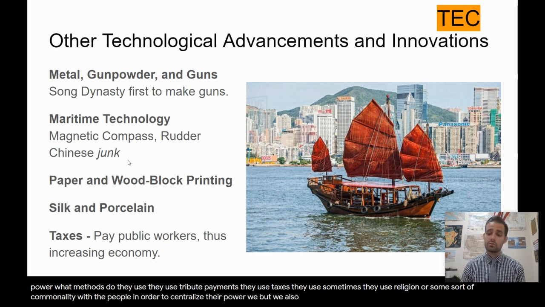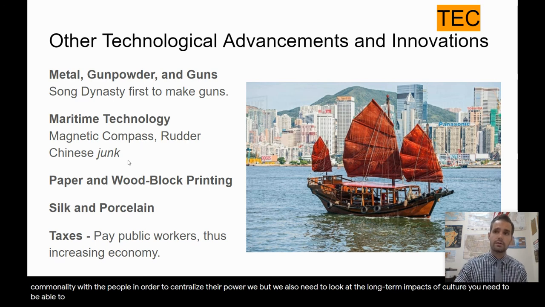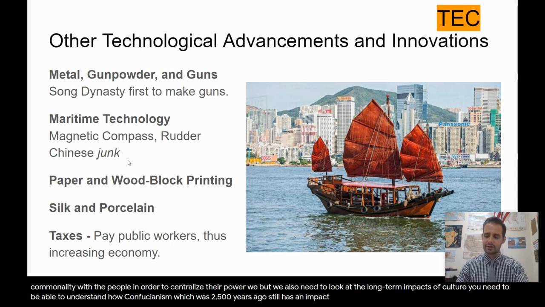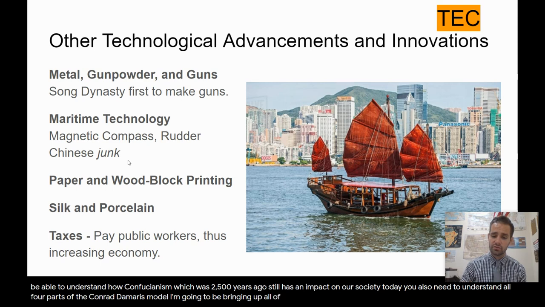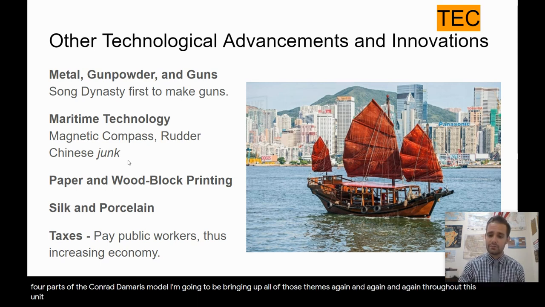But we also need to look at the long-term impacts of culture. You need to be able to understand how Confucianism, which was 2,500 years ago, still has an impact on our society today. You also need to understand all four parts of the Conrad Demarest model. I'm going to be bringing up all of those themes again and again and again throughout this unit. If you don't understand them now, it's going to be much more difficult for you to understand them later.